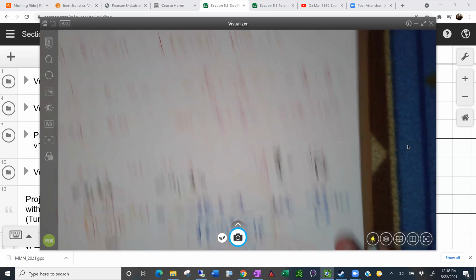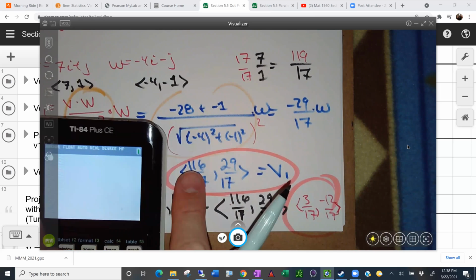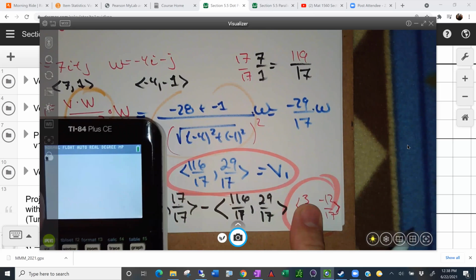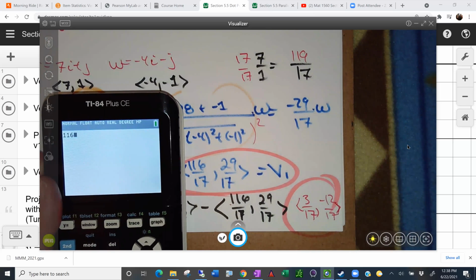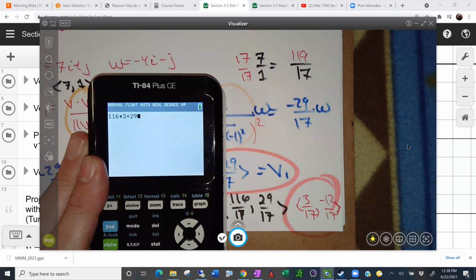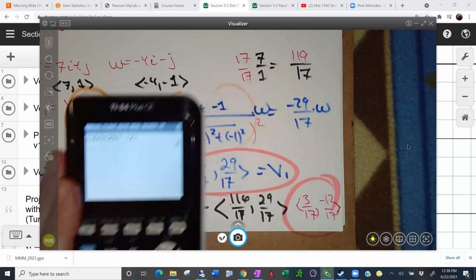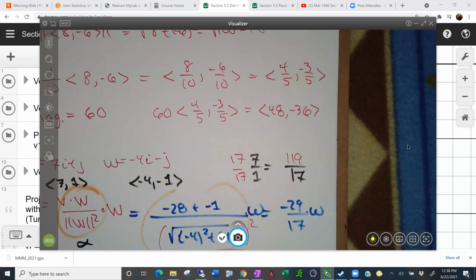So if you actually do multiply these things together, the denominators are going to be the same, so I'll just work with the numerators. The dot product is going to be 116 times 3, which is 348, plus 29 times negative 12. Probably should put parentheses around that just for looks. I get exactly 0, which I should. If the dot product of two things is 0, then they're perpendicular. And that's what I wanted, two perpendicular vectors.